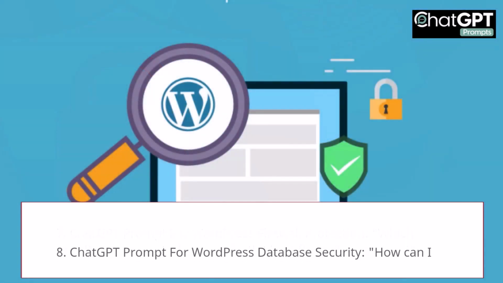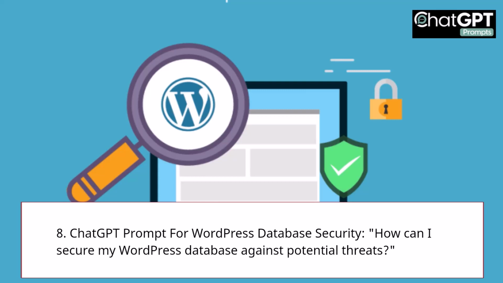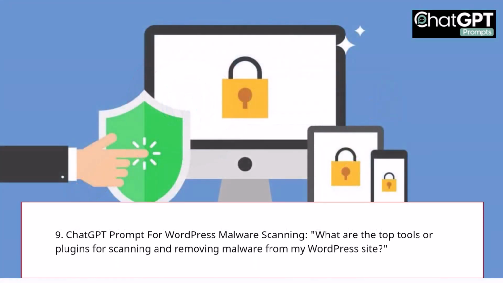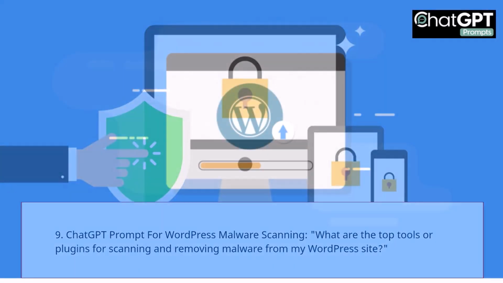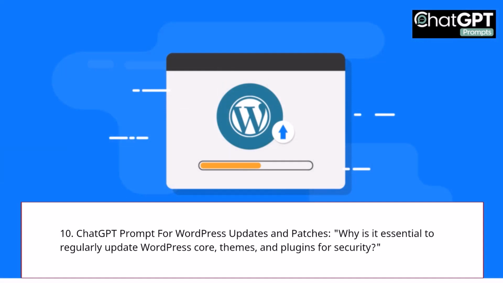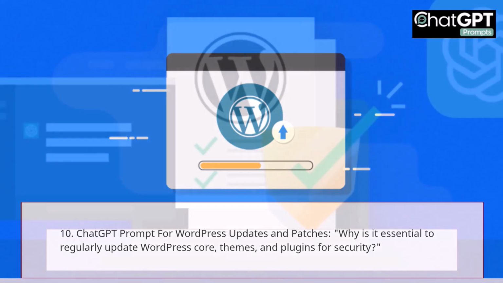8. ChatGPT prompt for WordPress database security. How can I secure my WordPress database against potential threats? 9. ChatGPT prompt for WordPress malware scanning. What are the top tools or plugins for scanning and removing malware from my WordPress site? 10. ChatGPT prompt for WordPress updates and patches. Why is it essential to regularly update WordPress core, themes, and plugins for security?